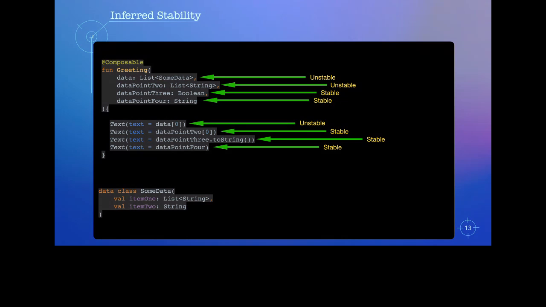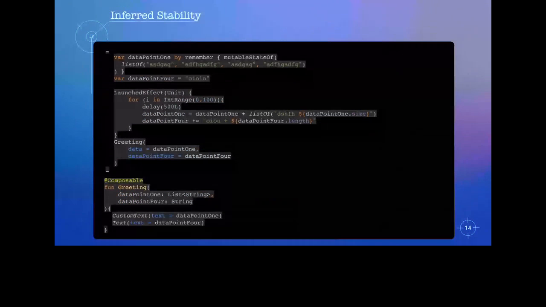If, on the other hand, all of the parameters are stable, it might be skipped as an optimization. And this is a little bit more of an involved example that will highlight some more specific cases and examples of this. So we have data point one that is a list backed by mutable state of. We have data point four that is a string.